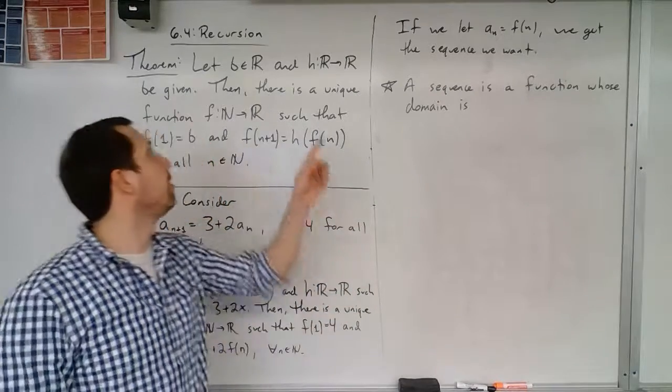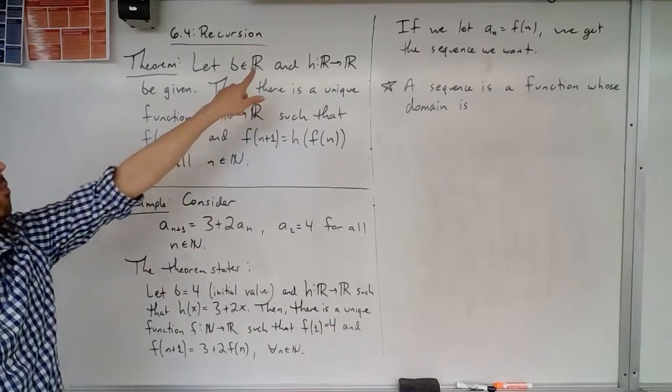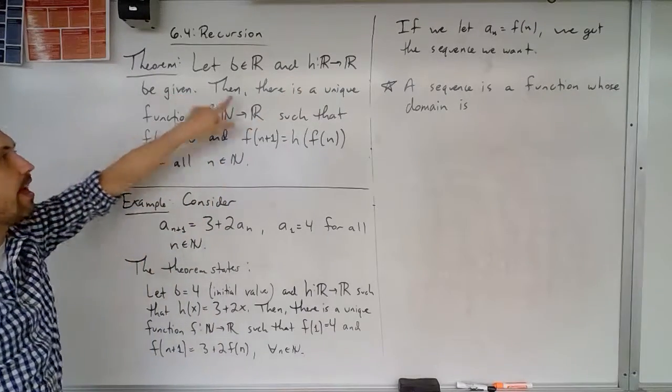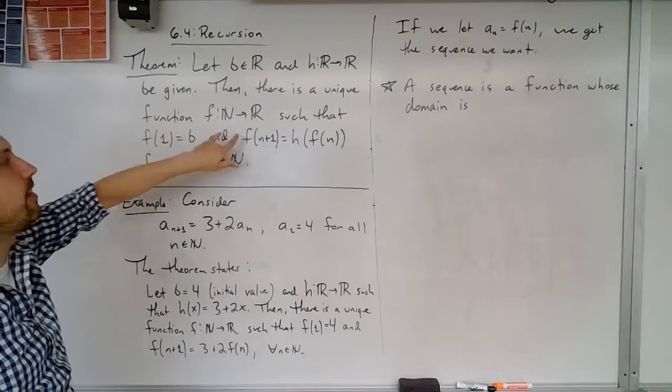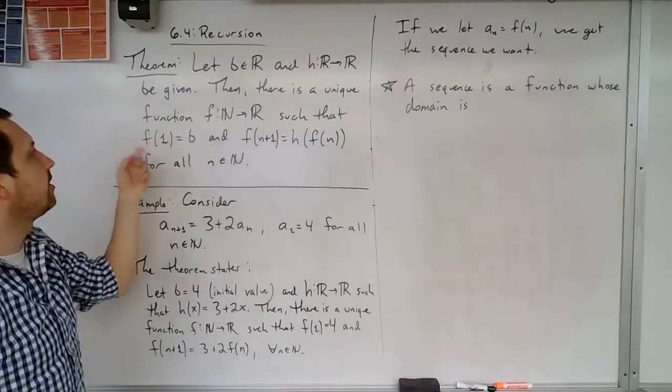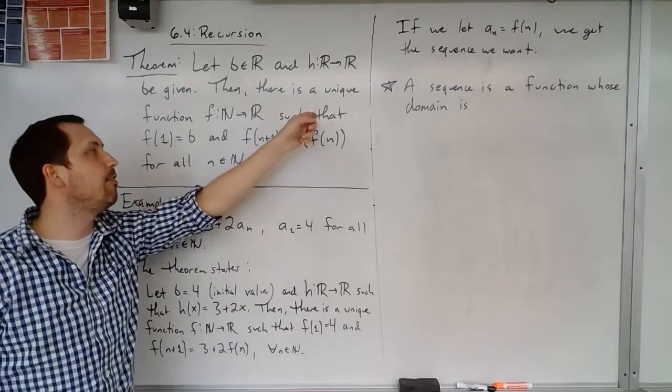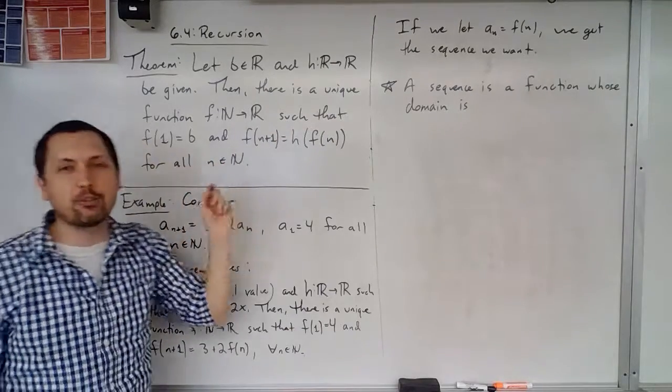So take a look at this theorem. Let b be a real number and h be a function that maps the reals to the reals. Then there's a unique function f that maps the natural numbers to the reals such that f(1) is equal to b and f(n+1) is equal to h(f(n)) for all n in the natural numbers.